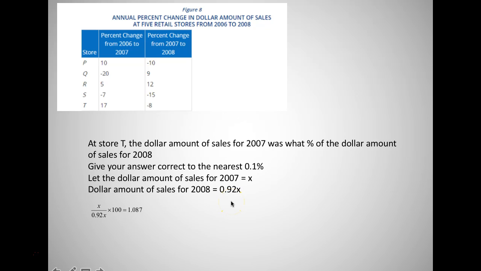We need to find what % of the dollar amount of sales for 2008 was the dollar amount of sales for 2007. So the % will be sales for 2007, that is X by sales for 2008, which is 0.92x. And since we want it as a %, we multiply it by 100. So your answer is 1.08. So the nearest 0.1% will be 1.9.